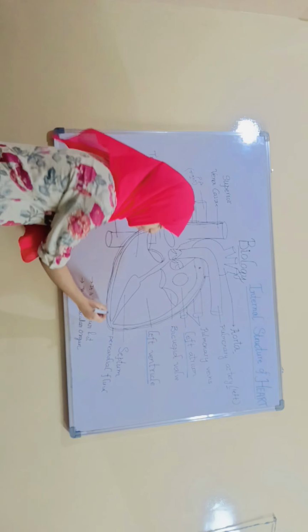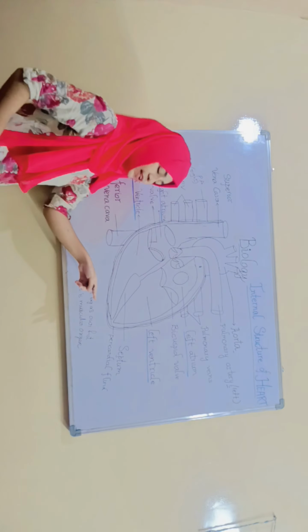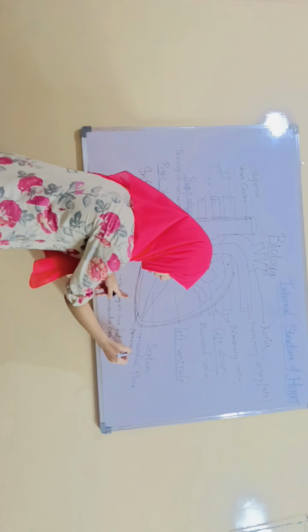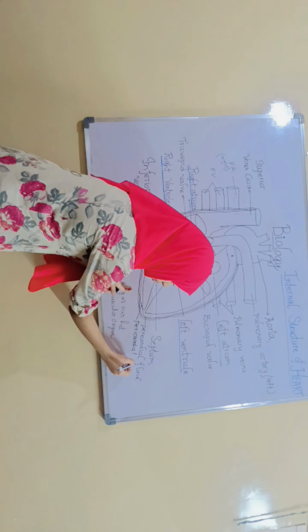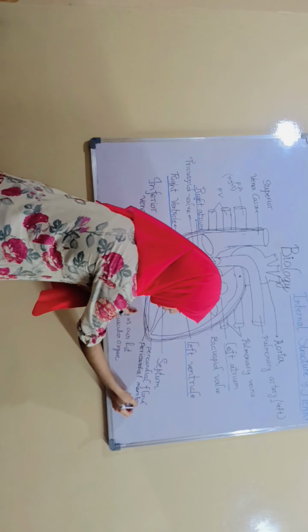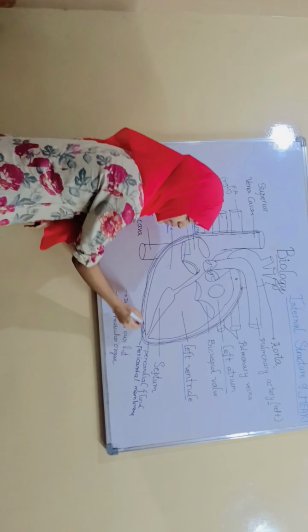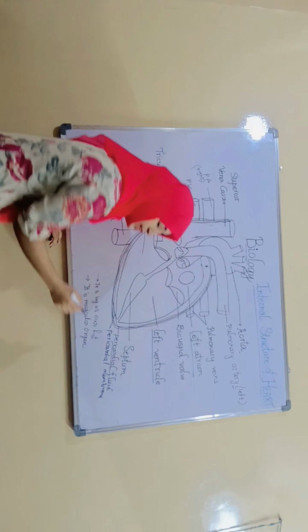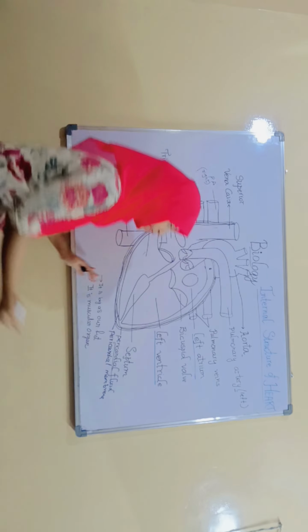The heart is covered by a two-layered membrane. This is called pericardial membrane. Pericardial means heart. The space between the pericardial membrane is filled with fluid called pericardial fluid, which protects the heart from external shocks.